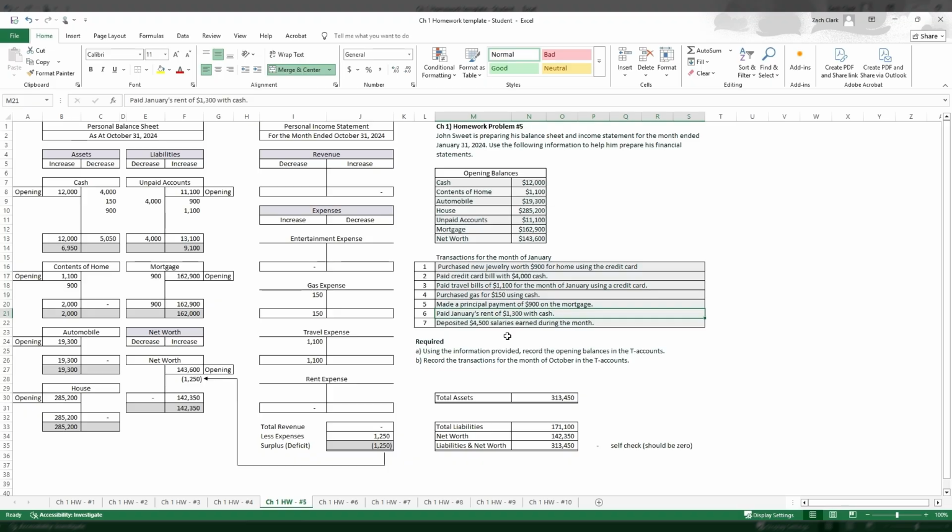All right, transaction 6, we paid January's rent of $1,300 with cash. So cash goes down, and rent expense, let's find our rent expense account there. That goes up $1,300.